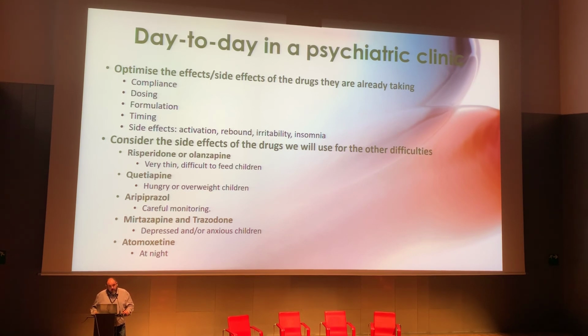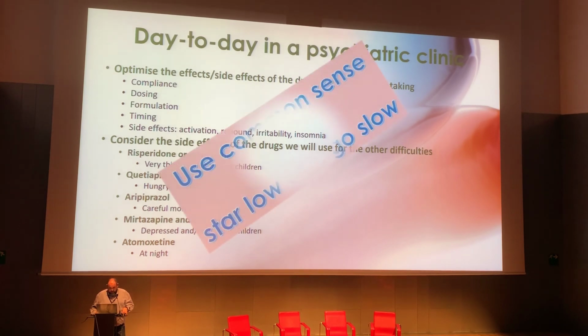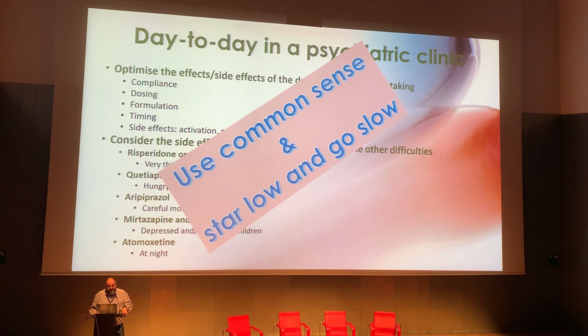Mirtazapine and trazodone are also good drugs if somebody is depressed or anxious, and they help a lot at the time of sleeping, even with low doses. And if a child has ADHD and needs to be treated, then atomoxetine also increases sleepiness and is very useful to help sleeping problems. And with that, the only final recommendation I have is use common sense and start low and go very slow.